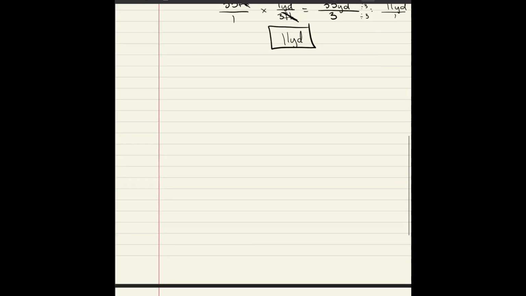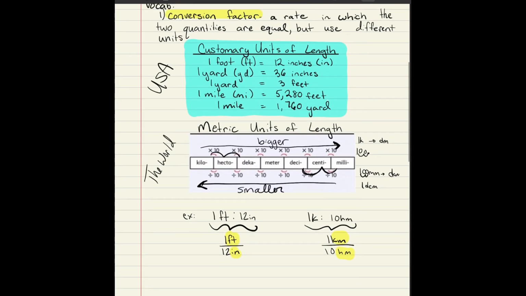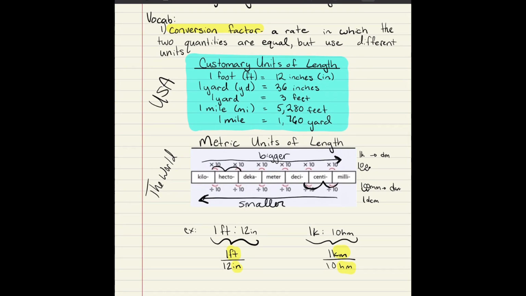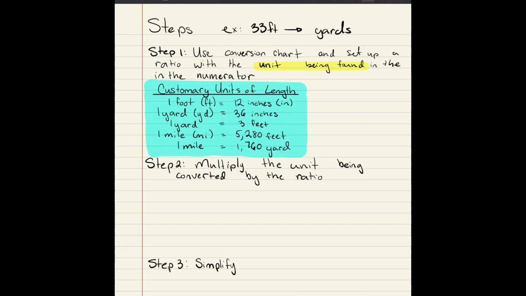So using the conversion chart up here, which I recommended you write down, let's rewrite this in our steps. So in this problem, we're going from feet to yards. So we would use this conversion. 1 yard is equal to 3 feet.